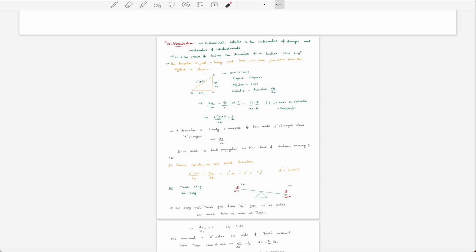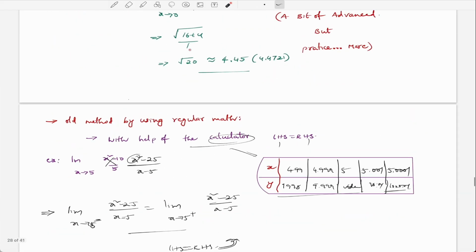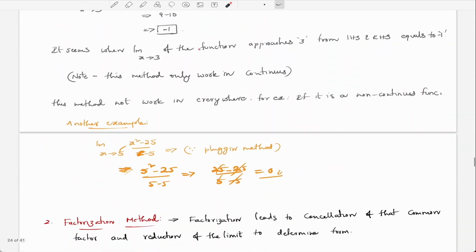So today we're going to discuss differentiation. In the previous lecture we discussed limits in great detail.